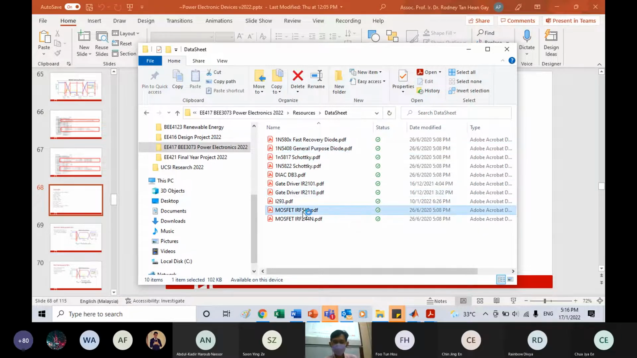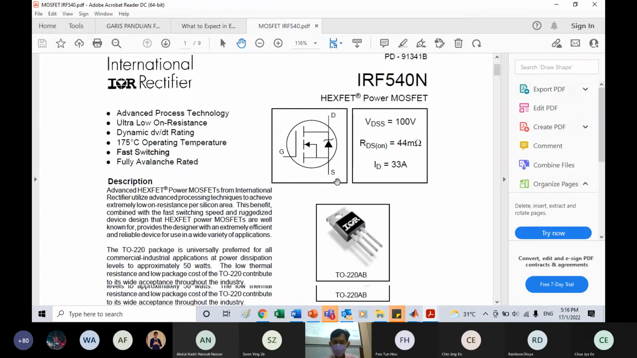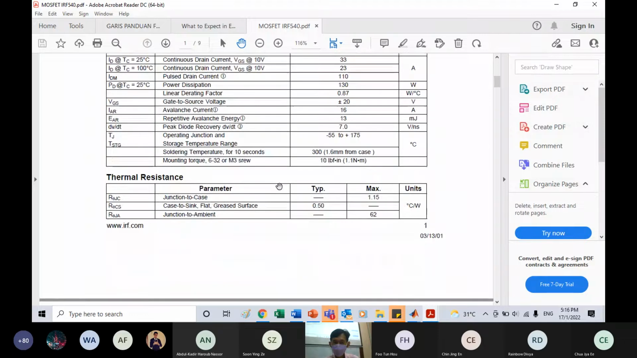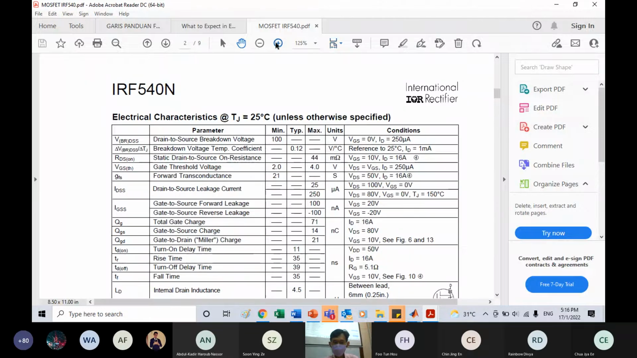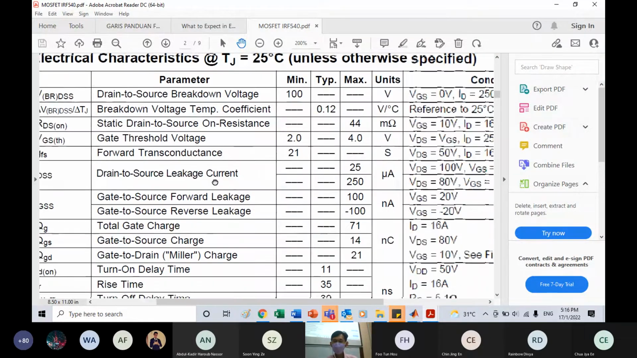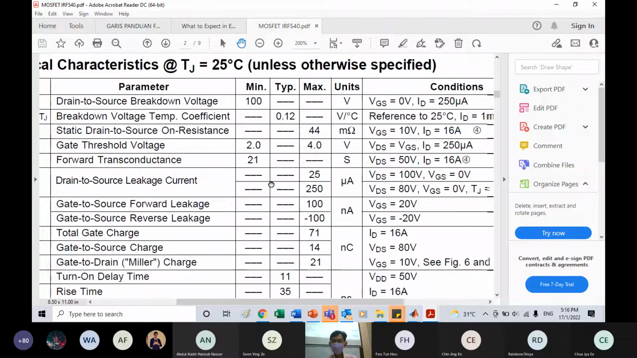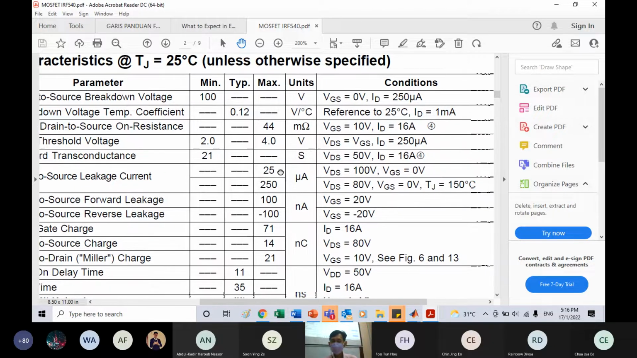Let's say, this one. You see, there is IDSS here. The IDSS, drain to source leakage current. So it's between the range of 25 to 250 microampere. They only give you the max. There's no minimum, no typical. So it depends on the condition.